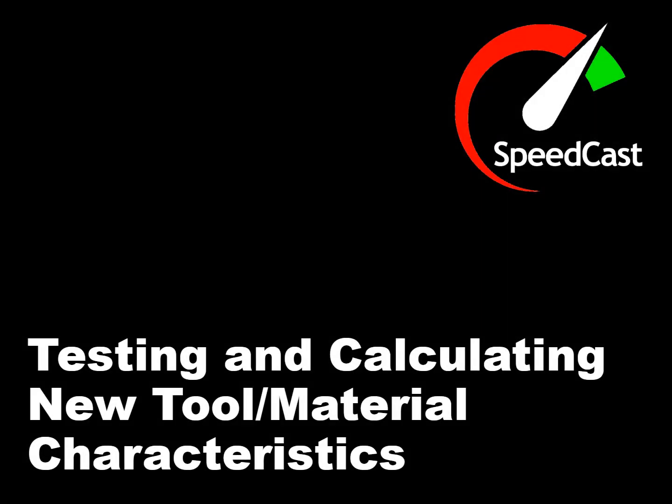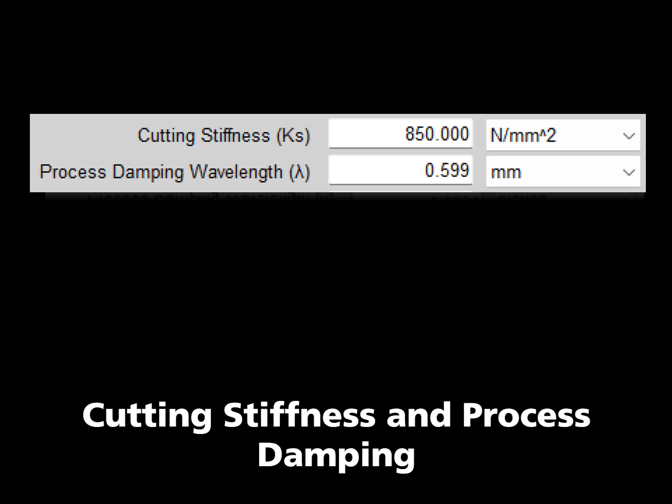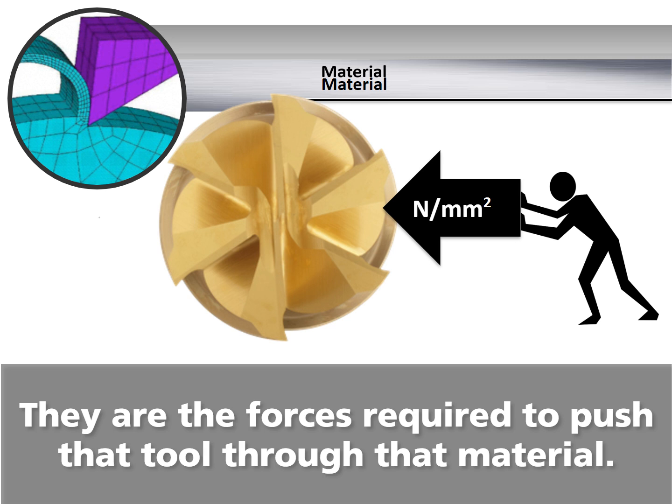Calculating new tool and material characteristics. Under the Material Properties Detail section of Speedcast, there are two key values: the cutting stiffness and the process damping wavelength. Essentially, they are the forces required to push that tool through that material.